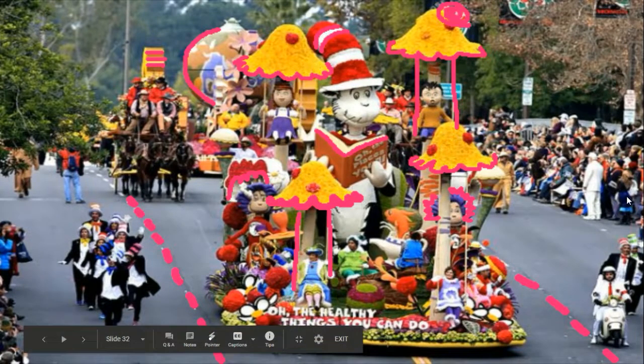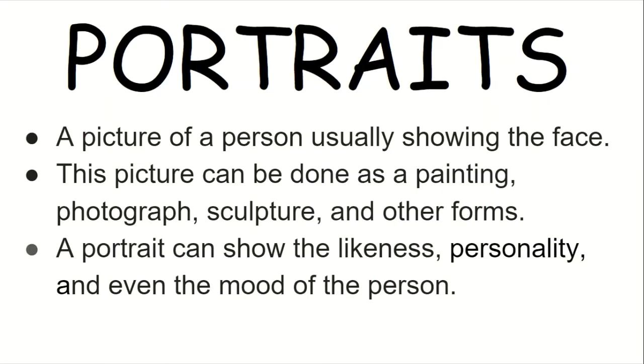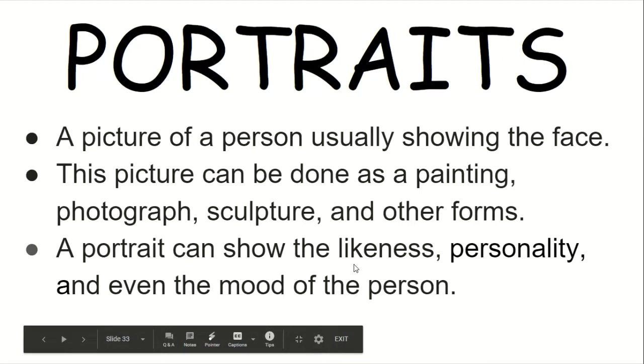Okay, so now that we've talked about lines for a little bit, let's talk about portraits, okay? So, a portrait is a picture of a person and it's usually showing the person's face. A portrait can be done as a painting, photograph, sculpture, and other forms. And normally, when you have a portrait, you're showing that person's likeness. You can show their personality, or you can even show the mood of the person.